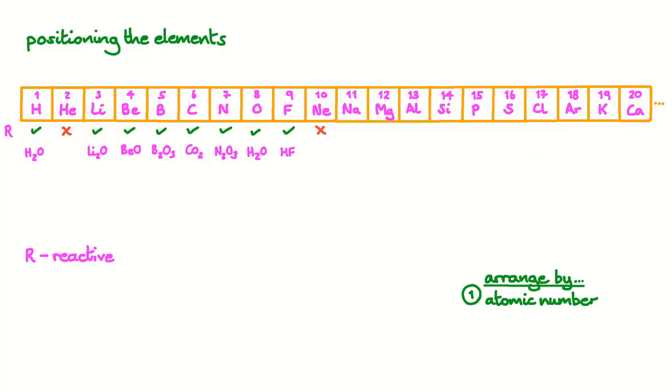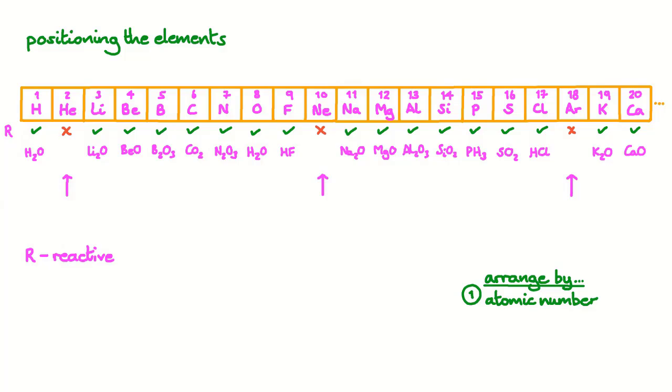fluorine. But, like helium, neon is unreactive. The elements sodium to chlorine are reactive, but argon is not. And finally, potassium and calcium are reactive, and we won't go further for now. What we've identified is a repeating pattern of chemical behaviour.